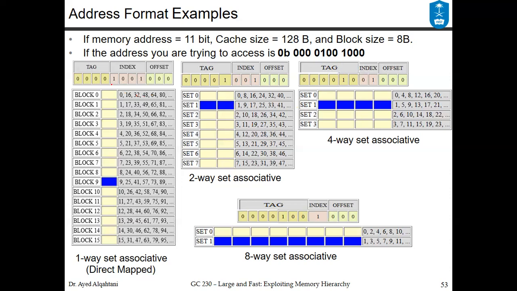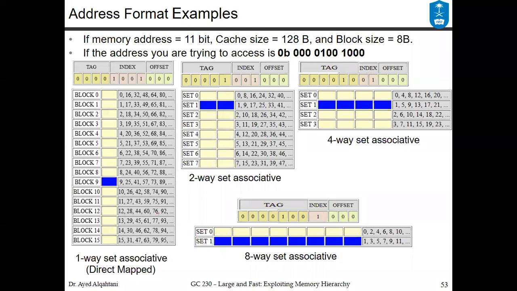Now you know that these 4 bits are the index. And in the index, this is the 4 bits that we are seeing here. Actually, I copied this address here. So this is 9, and we go to block 9. For the 2-way set associative, we found that this is 1, and we go to set 1. For the four-way set associative, the index is 1 also, so we go to set 1. And for the 8-way set associative, the index is 1, so we go to set 1.